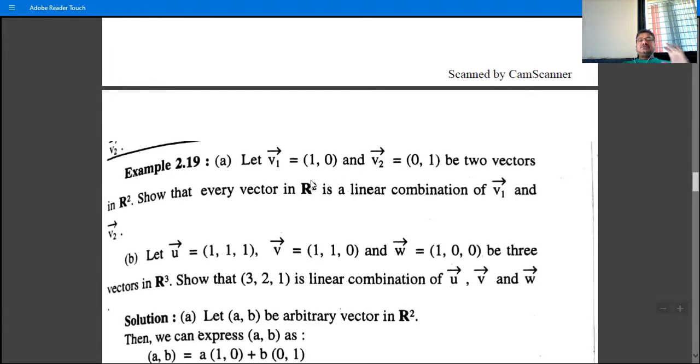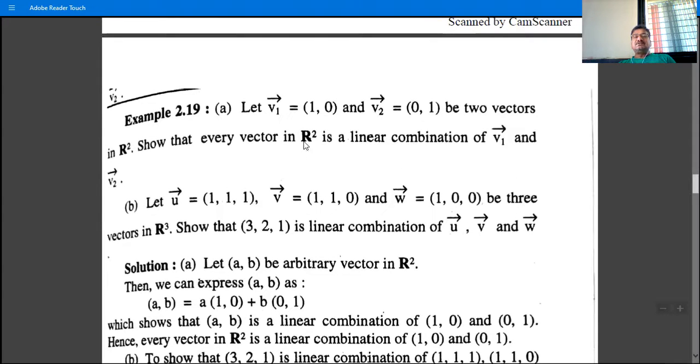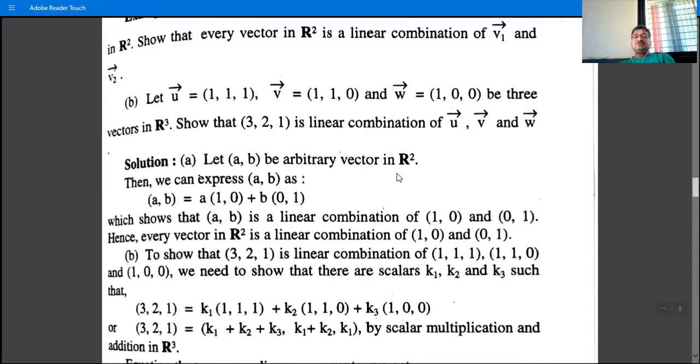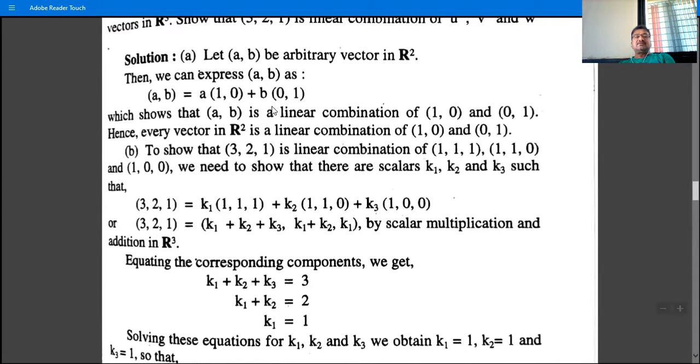That is, the set of these two elements spans R2. So these two vectors span R2. In other words, these two vectors span R2. Why? Because every vector of R2 is expressed as a linear combination of these two vectors.